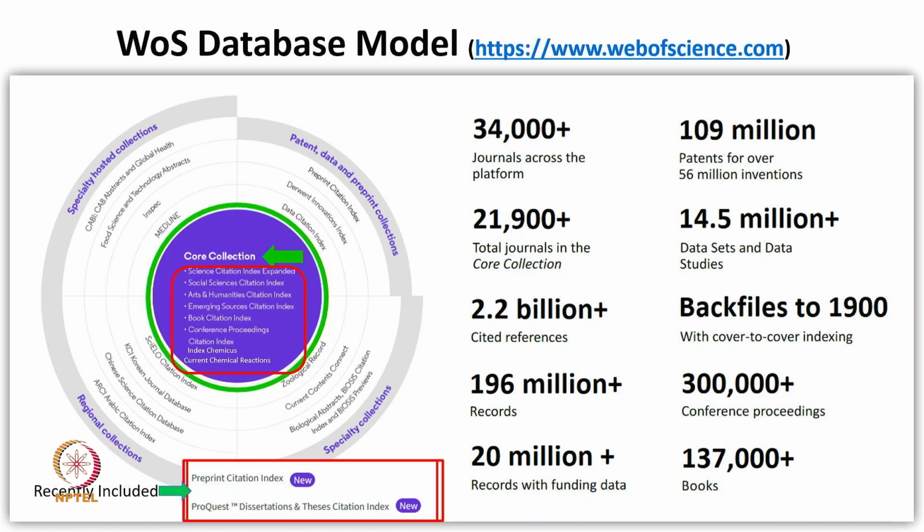It has more than 34,000 journals across the platform, 21,900 total journals in the Core Collection, 2.2 billion cited references, 196 billion records, 20 billion records with funding data, 109 million patents, 14.5 million datasets and data studies. It has back files up to 1900 and more than 3 lakh conference proceedings and 1 lakh 37,000 books.